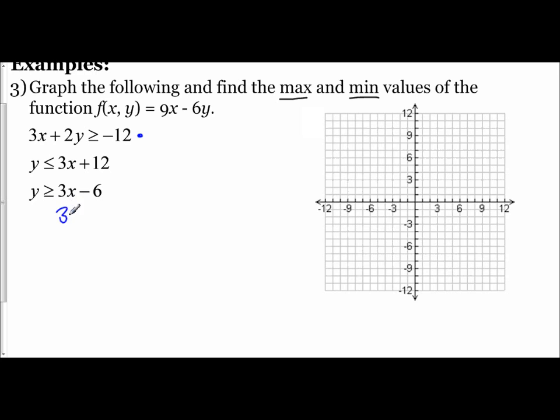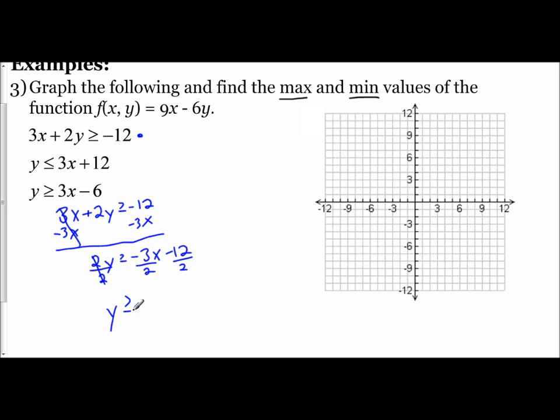So I have 3x plus 2y is greater than or equal to negative 12. You would get the y by itself by subtracting 3x from both sides, giving me 2y is greater than or equal to negative 3x minus 12. And then to get y to have a coefficient of 1, I would divide all my terms by 2. And so you have y is greater than or equal to negative 3/2 x minus 6. And so there is my slope-intercept form.